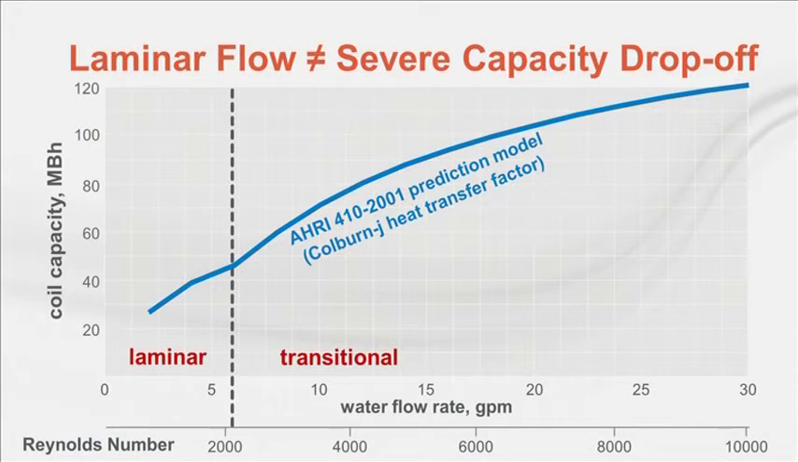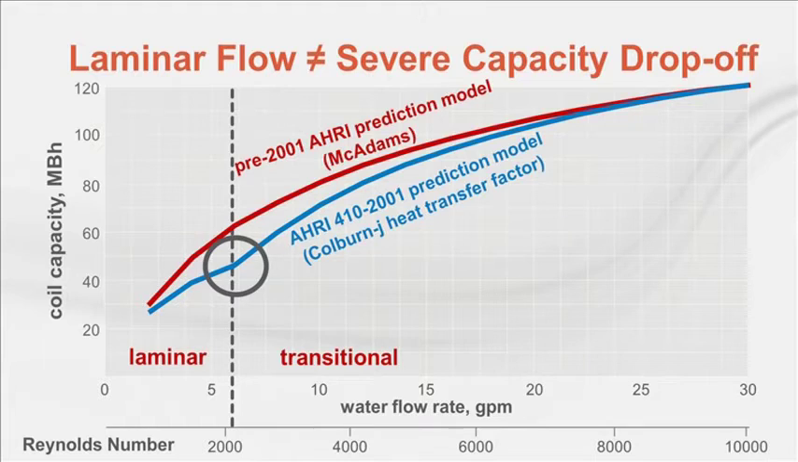This chart plots coil capacity on the y-axis versus water flow rate on the x-axis. The blue line is a performance model from the 2001 version of AHRI 410. This shows a slight dip in capacity that is less linear than the rest of the coil performance, but it is really not an issue. For comparison, this red line shows the obsolete AHRI model prior to 2001. Again, this demonstrates how the old model overestimated capacity, which caused the unwarranted fear of laminar flow.